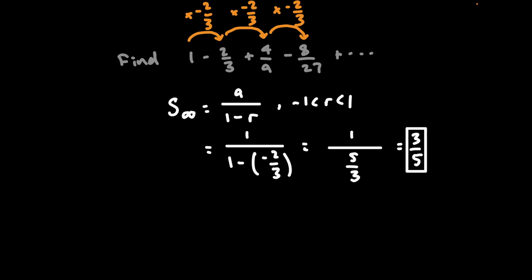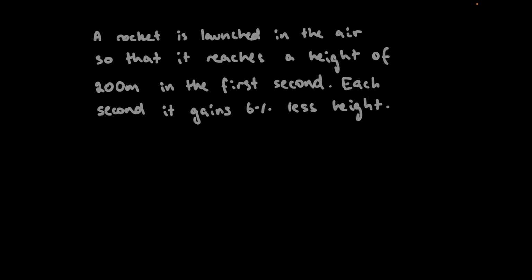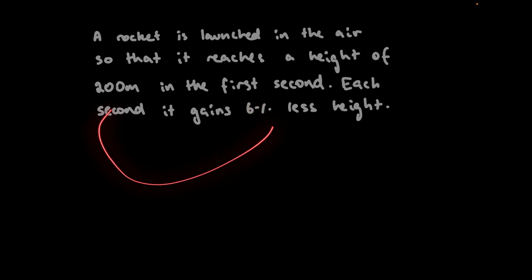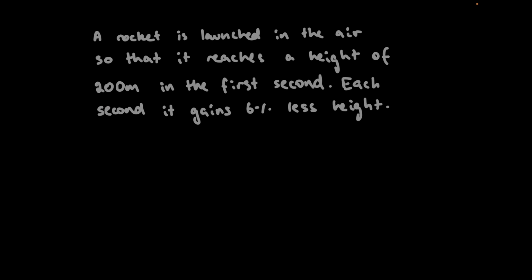And that's how you do this question here. Okay, this is our next question here. A rocket is launched in the air so that it reaches a height of 200 meters in the first second. Each second after the first second, it will gain a height 6% less than the previous height. So our question here is, what is the total height that the rocket reaches?